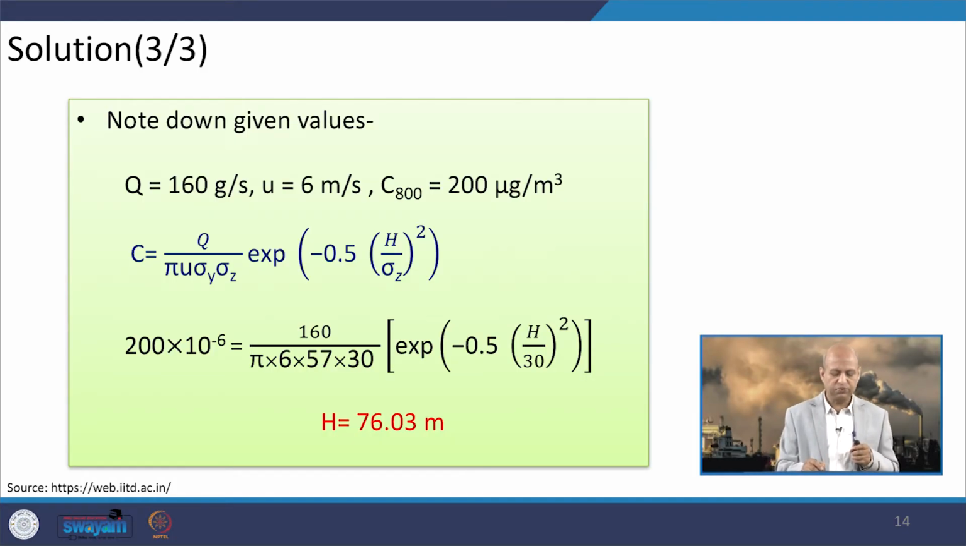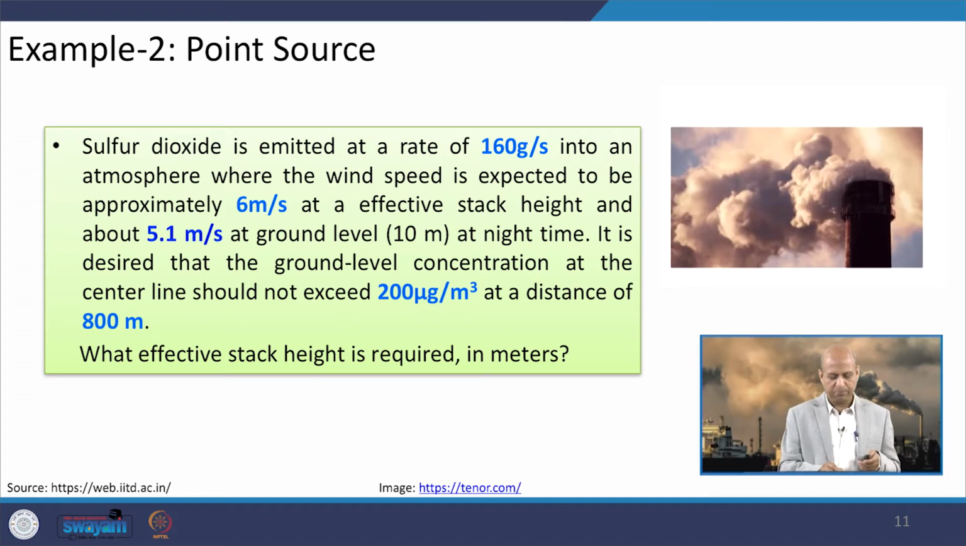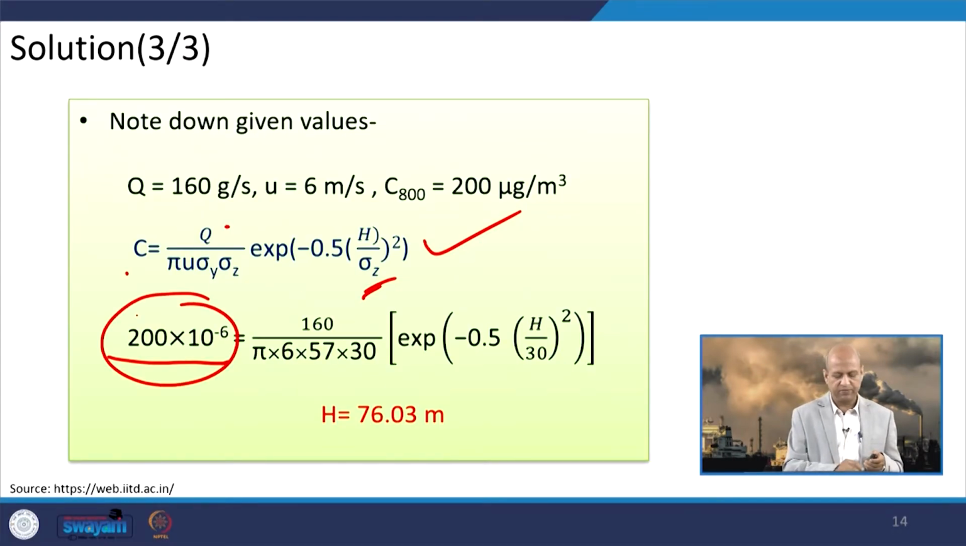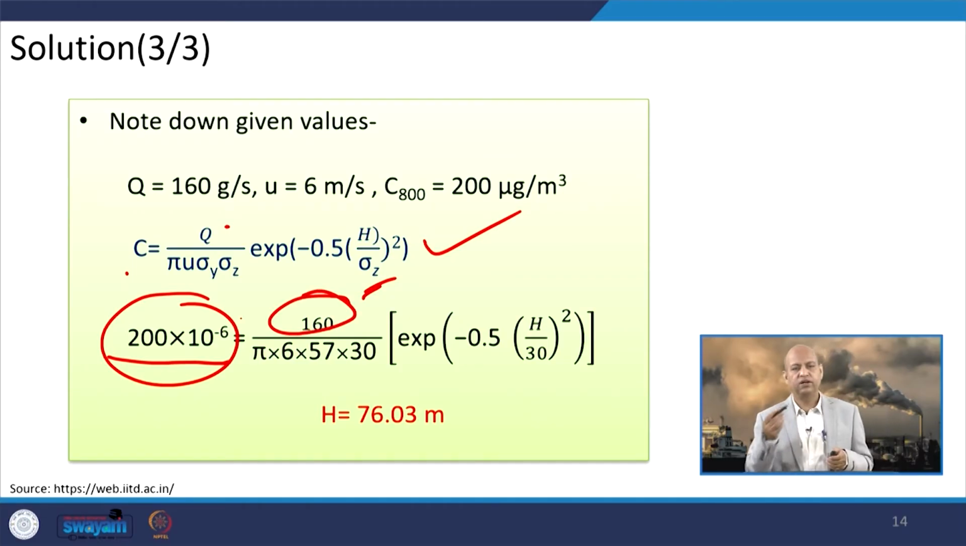In the point source dispersion model where y is 0, this is the very simple relationship: concentration, Q, sigma y, sigma z, u, and H, the effective stack height. Now, the values we have: concentration is given for 800 meter as 200 microgram per cubic meter. So, this value we have to put here. Then the Q value, which is the exhaust emission rate, is also given as 160 gram per second.